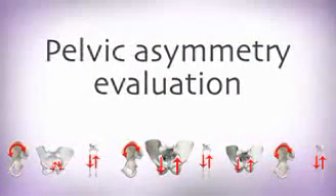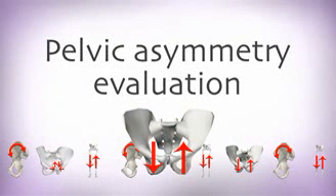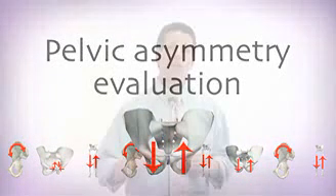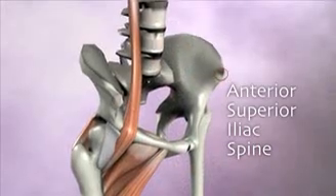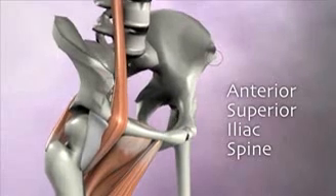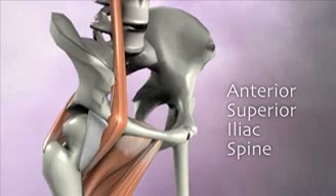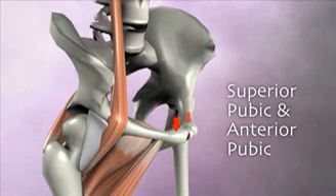So now we're going to take a look at the actual symmetry, and we want to find what is symmetrical and asymmetrical by looking at the bony landmarks. So the first two landmarks are the anterior superior iliac spine. The other landmarks we're going to use are the superior pubic bone and the anterior pubic bone.